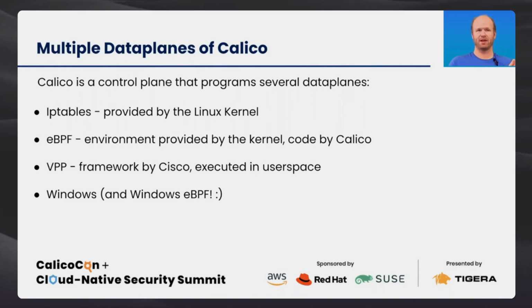It's based on the eBPF technology, which is provided by the kernel. However, the code that the kernel executes is provided by the Calico project. Therefore, the eBPF data plane kind of became part of the Calico project itself. Calico also supports other data planes, like VPP, which was contributed by Cisco and executes in user space. And Calico can also run on Windows, and to your surprise, it can also use eBPF there.